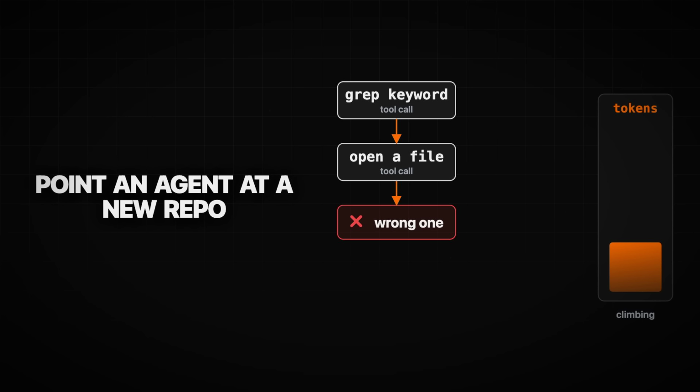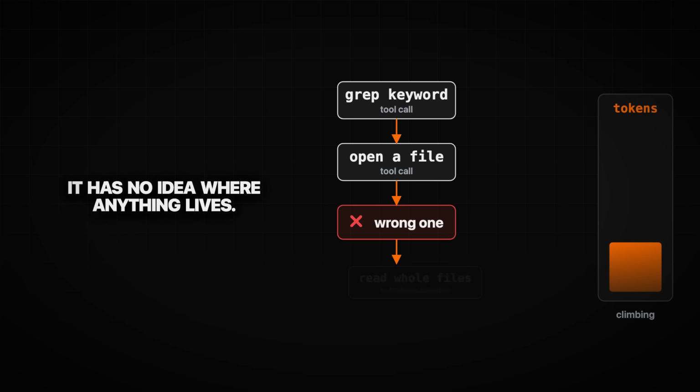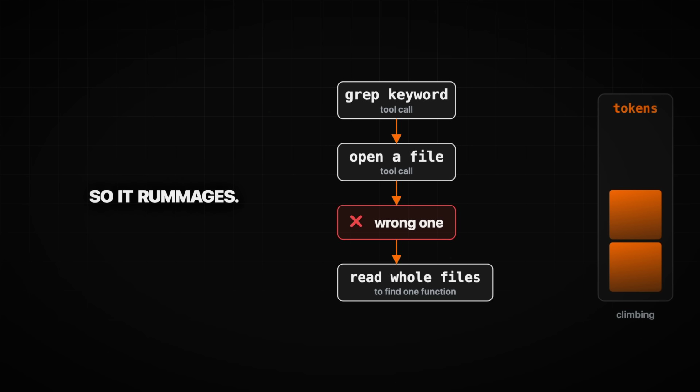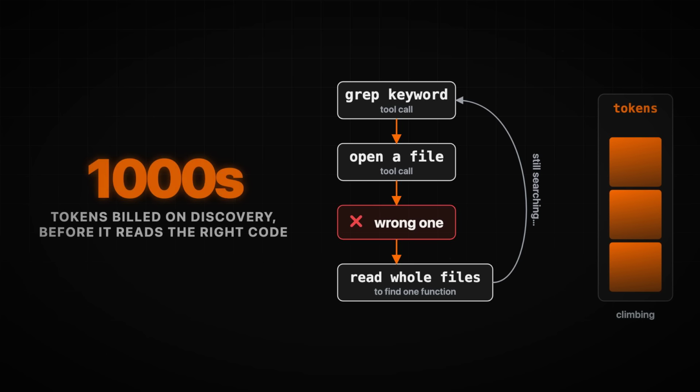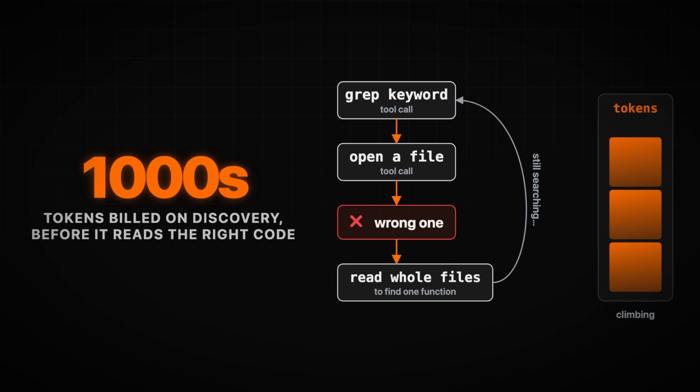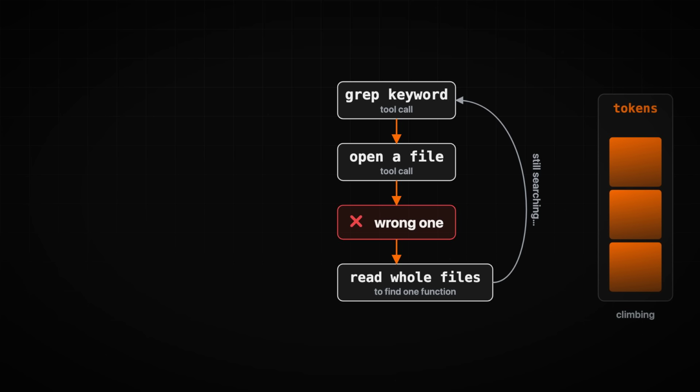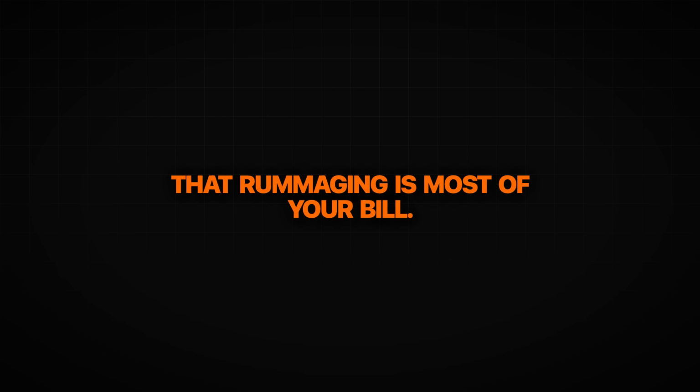Here's what happens when you point an agent at a codebase it's never seen. It has no idea where anything lives, so it fans out. Grep for a keyword, open a file, wrong one, open 3 more, read whole files just to find one function. Every one of those is a tool call. Every tool call ships tokens to the model and bills you for them. The model isn't confused, it's just rummaging. And on a big repo, that rummaging is most of your bill.